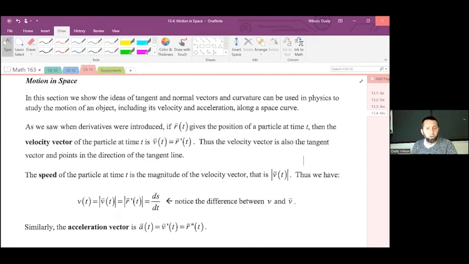The speed of the particle at time t is the magnitude of the velocity vector, that is, magnitude of v of t. Thus, we have v of t, no vector, equals the magnitude of v vector of t equals the magnitude of r prime vector equals ds dt. That would be the rate of change of the arc length. Here, I want you to notice the difference between the v magnitude function, which stands for speed, and the v vector function, which represents the vector function inside the magnitude.